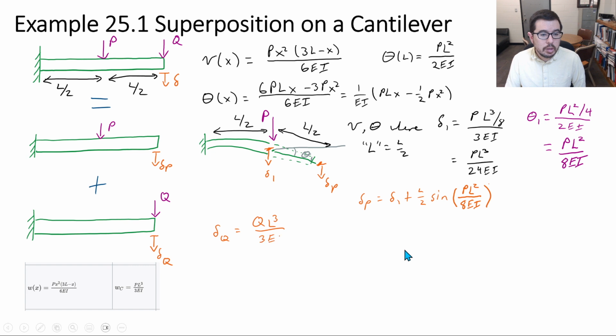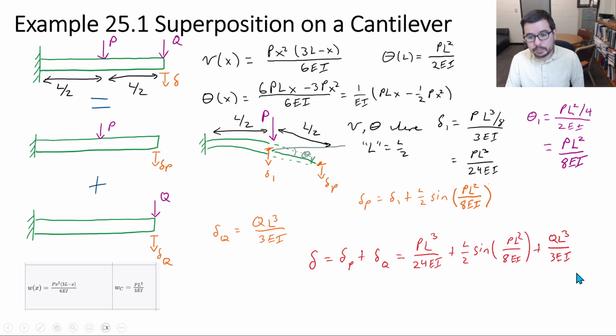Now, what is delta Q? Delta Q is just what you have here, substituting in Q. So QL cubed over 3EI, very straightforward. So the overall delta is this delta Q plus delta P, or this delta P plus this delta Q. So here we go. We can write out this large expression.